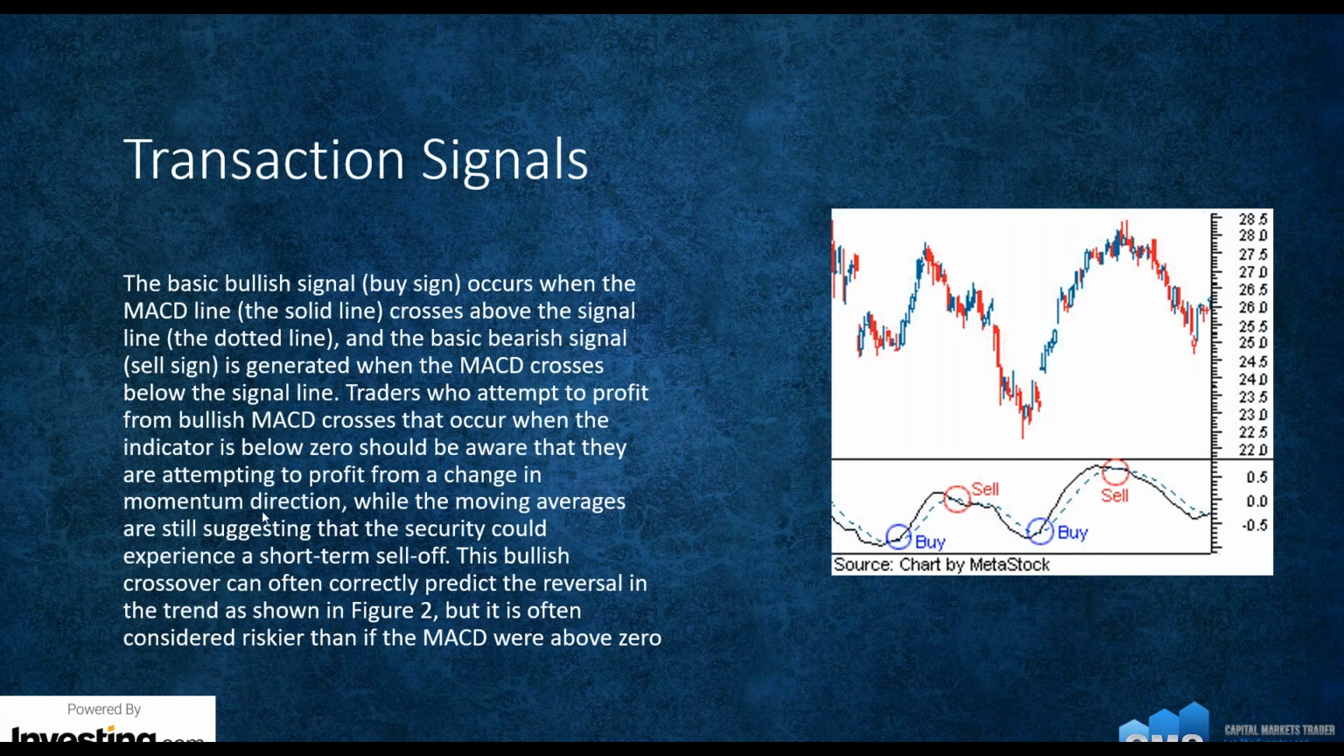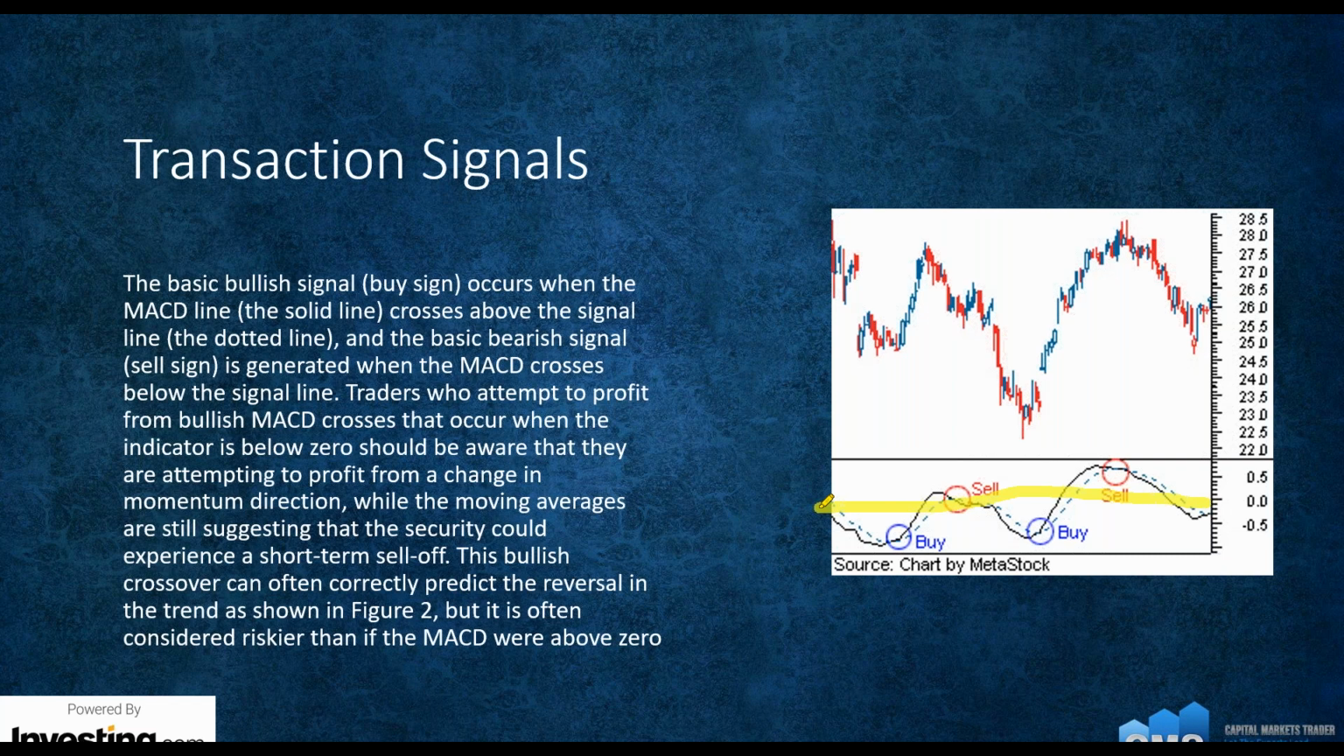Traders who attempt to profit from bullish MACD crosses that occur when the indicator is below zero should be aware that they are attempting to profit from a change in the momentum direction. One of the other reasons that we plot the zero line is we want to look at the relationship of the buy and sell signals it is generating and where they are in relationship to the zero line. So let me reread that to you again.